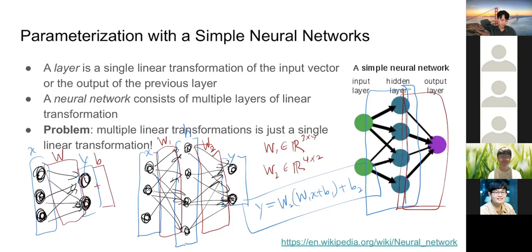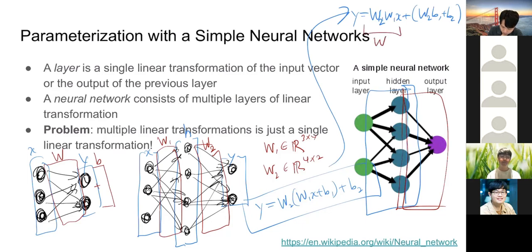But there's one problem with this. Can you guess what that is? The problem is that, if I try to solve this, y equals W2 times (W1 x plus b1) plus b2, it becomes very easy. It's W2 W1 x plus W2 b1 plus b2, right? Now you might wonder, because these parameters W and b are something we can choose, they can be anything, you can just substitute W2 times W1 with W3, and you can substitute W2 times b1 plus b2 with b3.